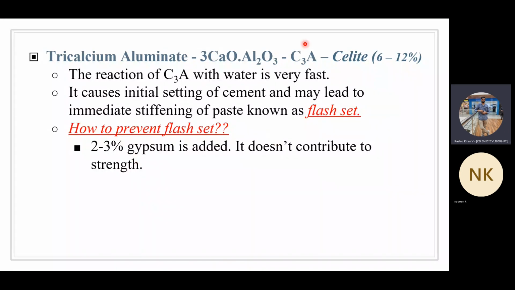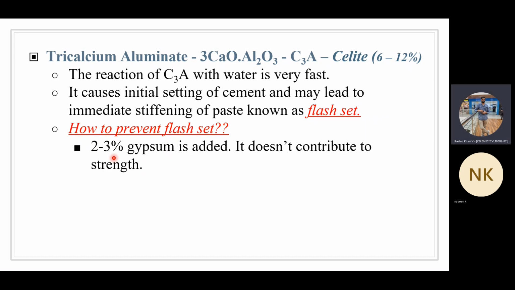But in the cements which contain high amounts of C3A, gypsum will not be there. Whatever ordinary cements we are using, that is OPC, PPC, PSC, in all those cements, gypsum will be there. That is why the cement or concrete will not set very fast. It takes a minimum of 8 to 10 hours to get the initial setting time.